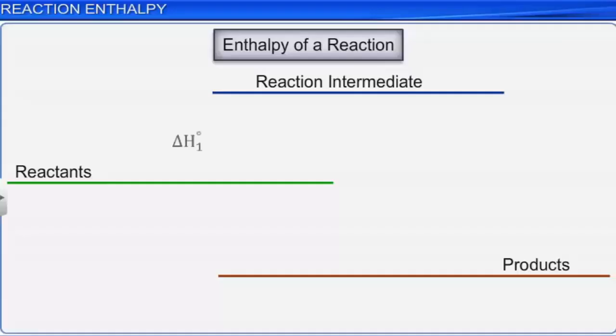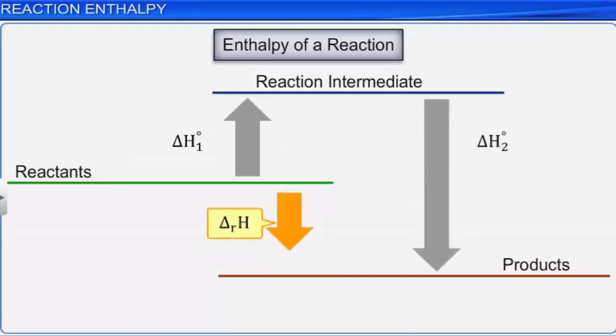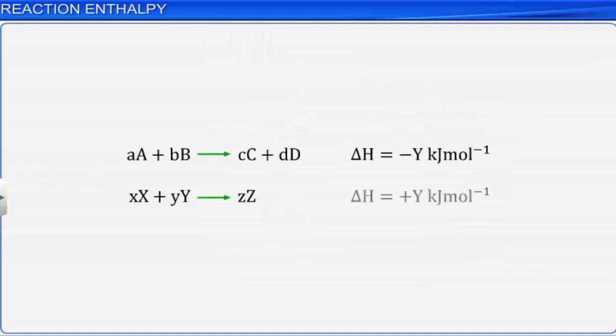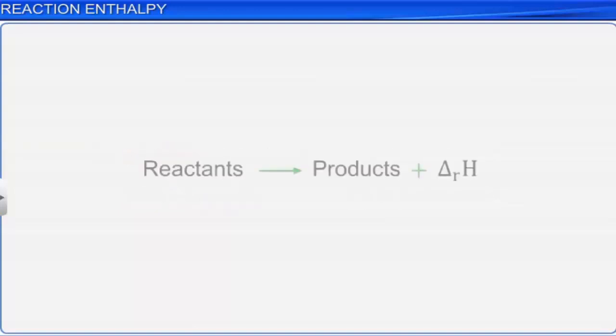The enthalpy change that accompanies a reaction is called reaction enthalpy or enthalpy of reaction. The enthalpy of a reaction is defined as the amount of heat evolved or absorbed in a chemical reaction when the number of moles of the reactants as expressed in the chemical equation have completely reacted. Enthalpy change of a reaction is denoted by delta rH.